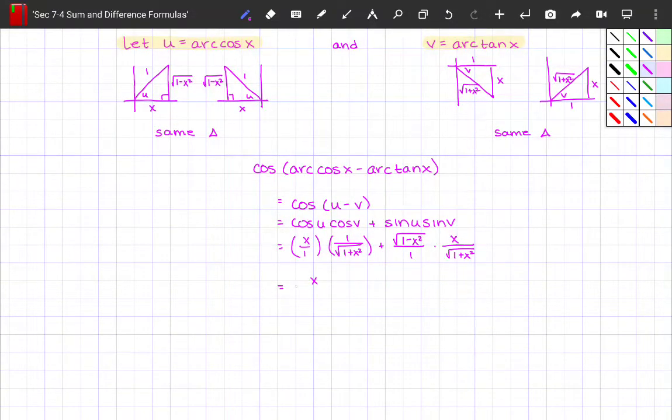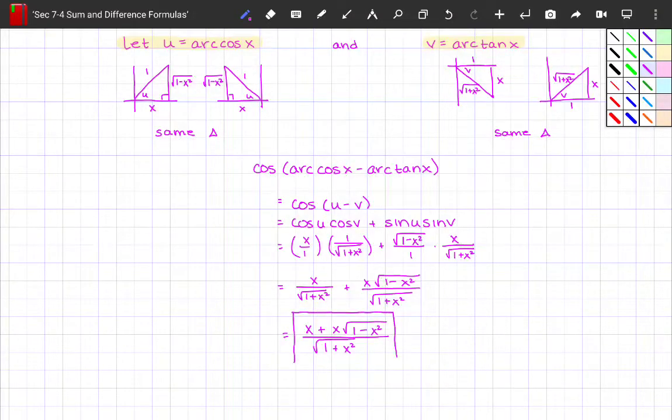So it's x over root 1 plus x squared plus x square root 1 minus x squared over the square root of 1 plus x squared. They have the same denominator, so I can combine the top, keep the bottom the same. And my goodness, definitely don't rationalize this denominator. And there you go. There's your answer to that one. So let's take a look at one more example.